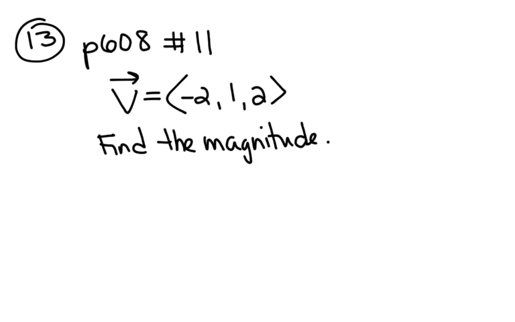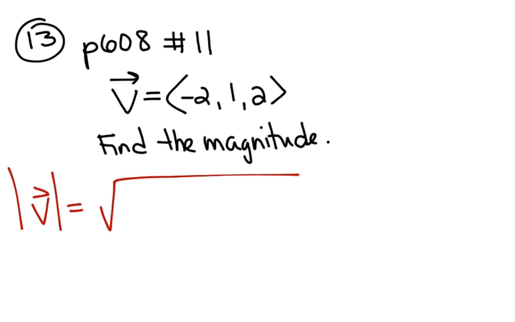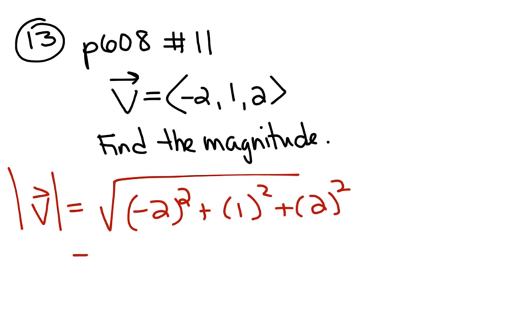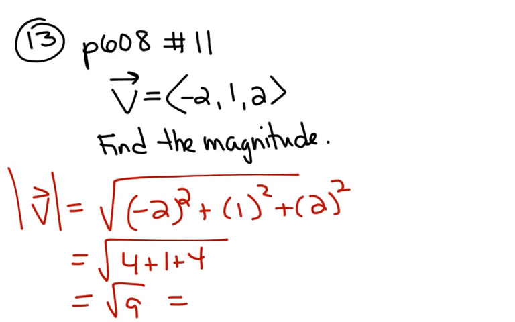We found out that working with vectors in 3 dimensions works pretty much the same as vectors in 2 dimensions. In order to find the magnitude of this vector on page 608, number 11, all you have to do is write negative 2 squared plus 1 squared plus 2 squared. So that's 4 plus 1 plus 4, which is the square root of 9, which is 3.